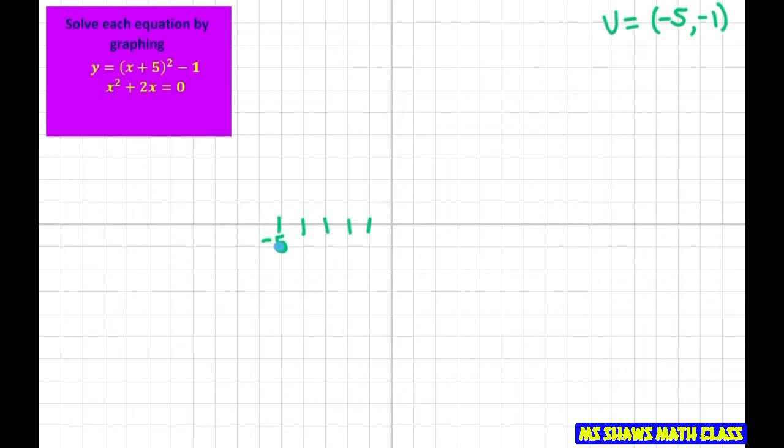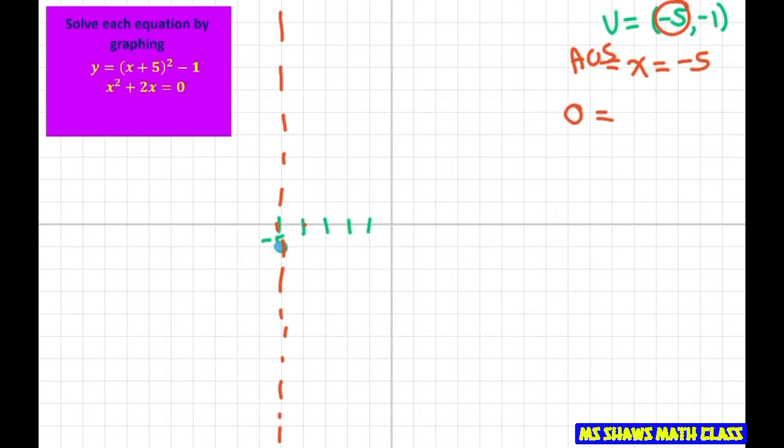So what we want to do is let y equals 0. Your axis of symmetry is right here. Your axis of symmetry is always the x value of your vertex. So now we just need to know where it crosses. So we're going to let y equals 0, because where it crosses the x, y is 0.